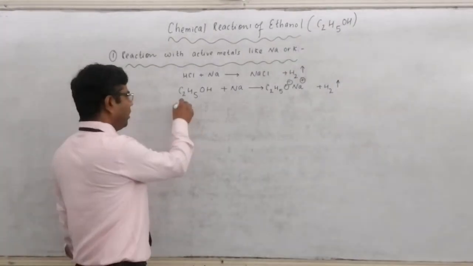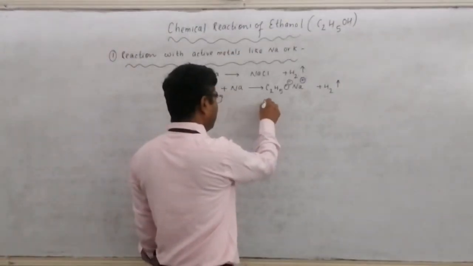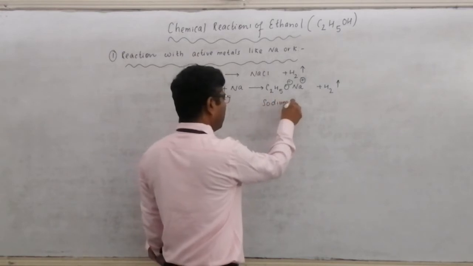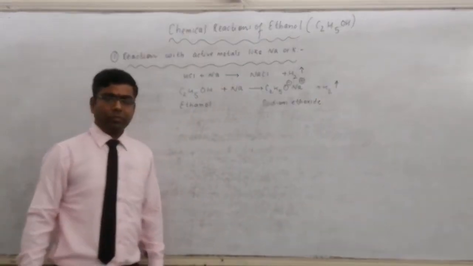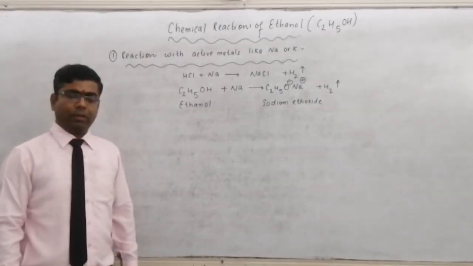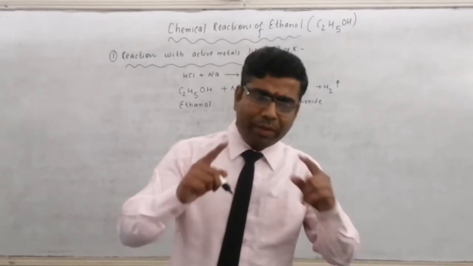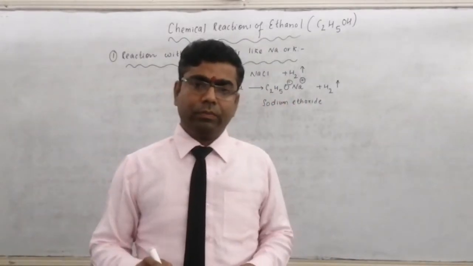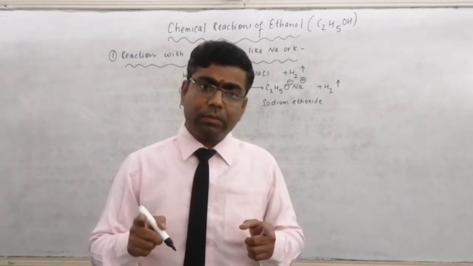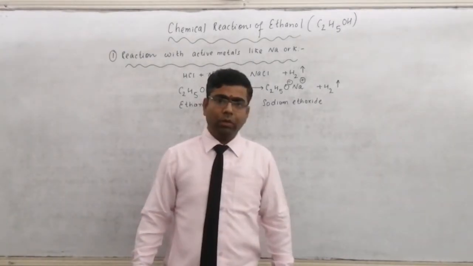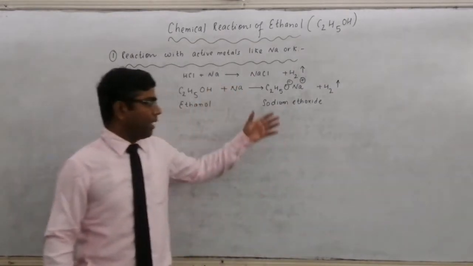So by this reaction, ethanol will be converted to sodium ethoxide with the release of H2 gas. If sodium metal is placed in alcohol, then you will see formation of bubbles in the vessel, in the beaker. And these bubbles are due to formation of H2, which is coming up and released in the atmosphere. So by this reaction, H2 gas can be produced.